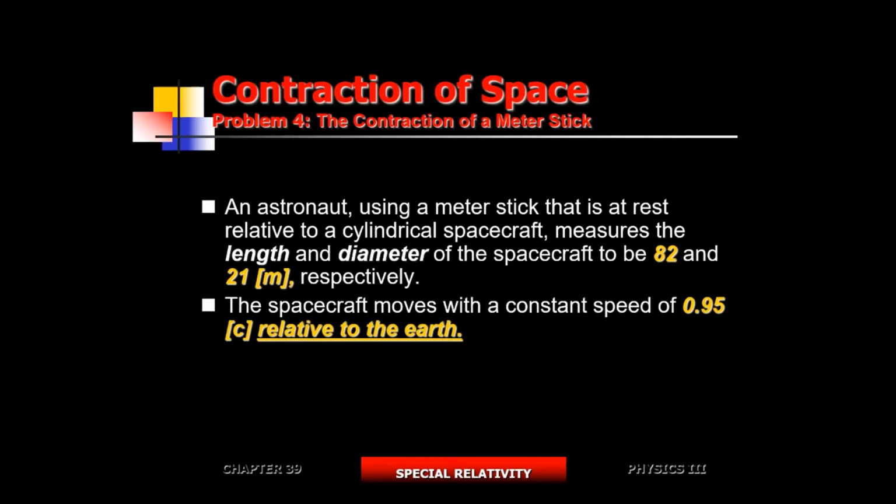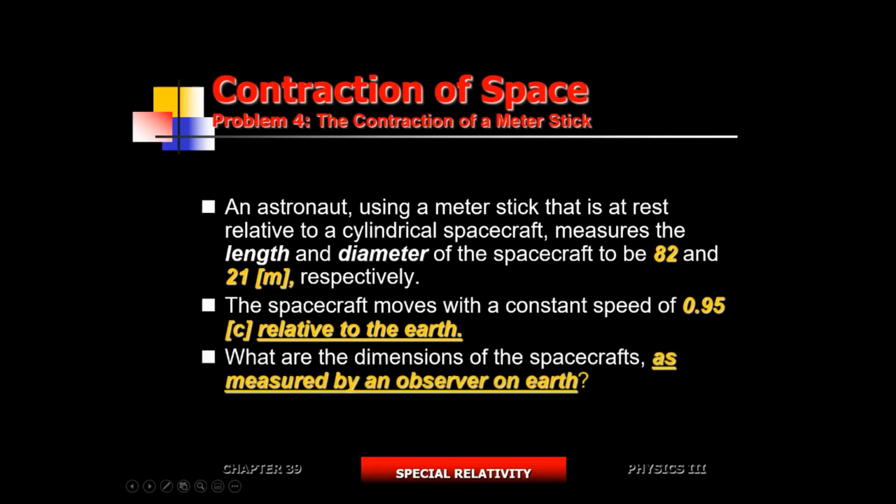So this spacecraft is moving at constant speed, at 95% of the speed of light relative to Earth. All right, so the question becomes, what are the dimensions of the spacecraft as measured by an observer here on Earth? The original dimensions using a meter stick are obviously measured to be: length is 82 meters, diameter is 21 meters. This thing is moving at 95% of the speed of light relative to Earth. So what would be the measured dimensions by an Earth-bound observer?